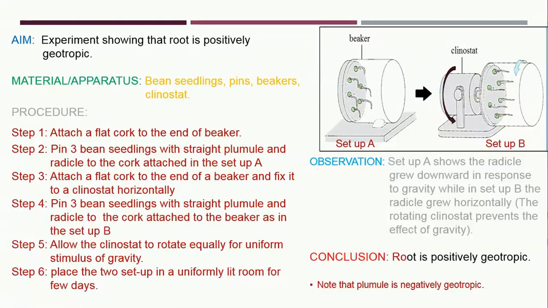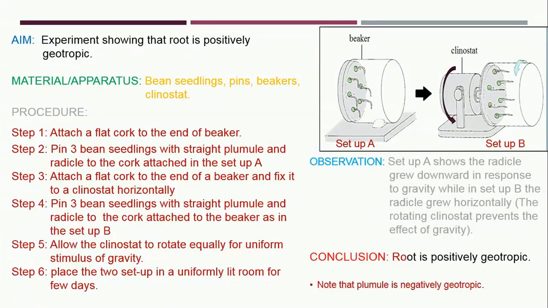The plume is the part of a seed that grows into a shoot, while the radicle is the part of the seed that grows into a root. Yes, the part of a seed that grows into a root. Plume, shoot, radicle, root.